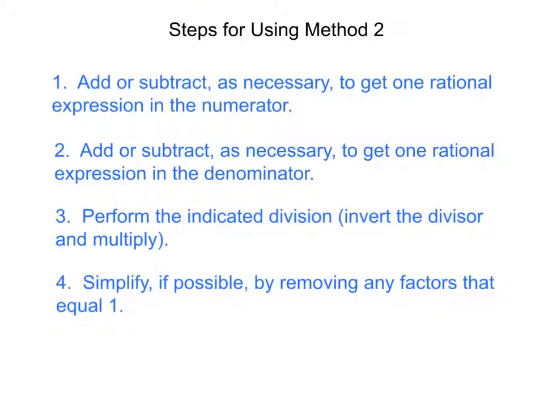Okay, so here are the steps listed out for you. You're just treating this like three separate problems, right? Add or subtract the numerator together, add or subtract the denominator together. Once you have one fraction divided by one fraction, you flip the second fraction and multiply. You may have to factor again, and then cancel any factors that you can find in the numerator and denominator.